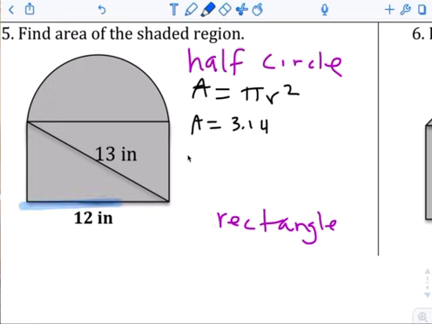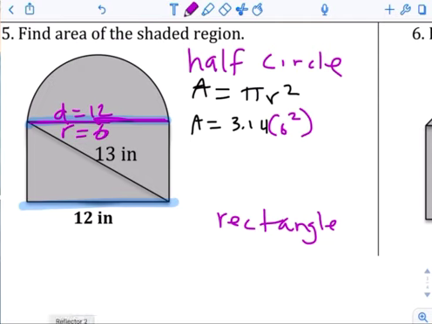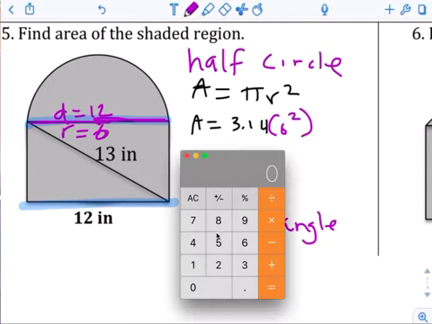Okay, this is the diameter. That part is the radius. So half a radius from here to here. The whole thing is the diameter of 12, radius then of 6. So 6 squared. So basically 36. Okay, use your calculator. 3.14 times 6 squared. 6 squared is 36.